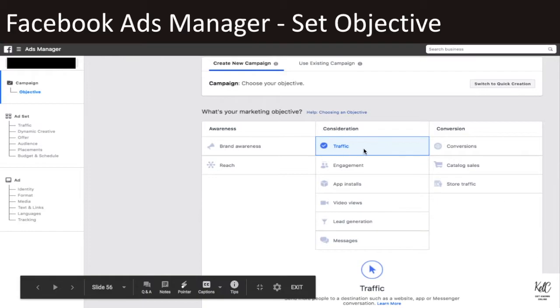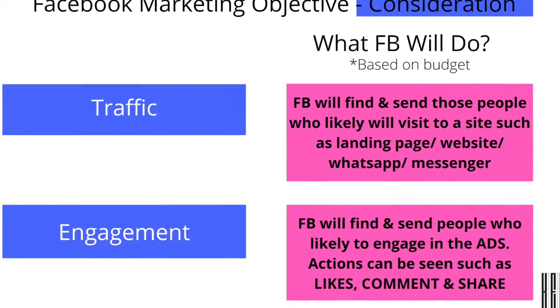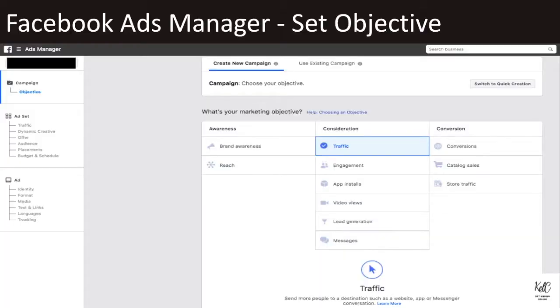The first one is traffic. Traffic means that you want to get online traffic. You want to pull the people who visit your ads, who click into your ads, so that they will go to your website or your landing page. If you want them to visit your website or landing page, then you must choose traffic.